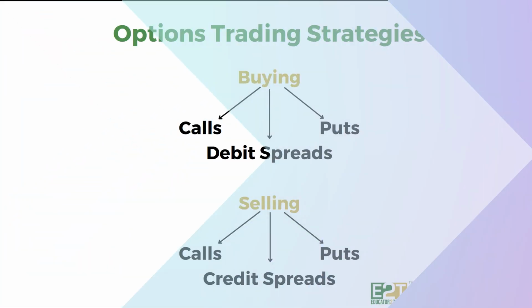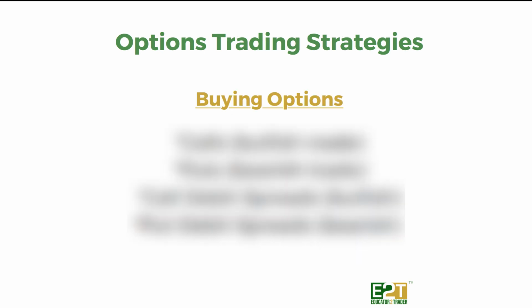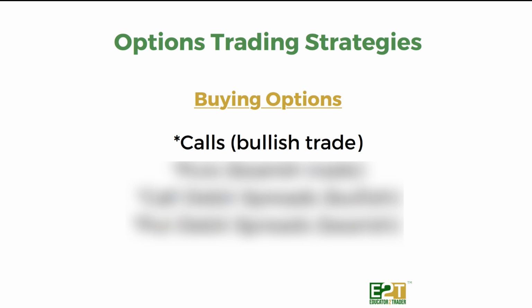Let's get going. With options trading, you can either buy or sell. You got 2 sides of that coin. You can buy calls, puts, and debit spreads, or you can sell calls, puts, and credit spreads. If you're buying options, you can buy calls, which is a bullish trade, believing prices are going to go up. If you're buying puts, that's a bearish trade, believing that the price is going to go down.